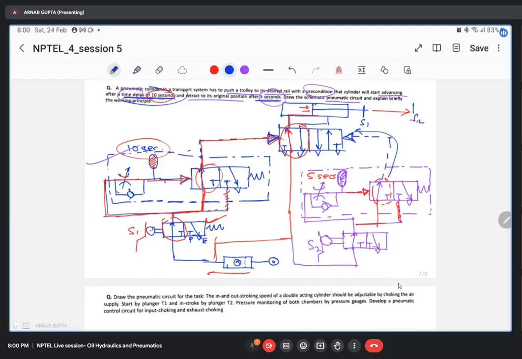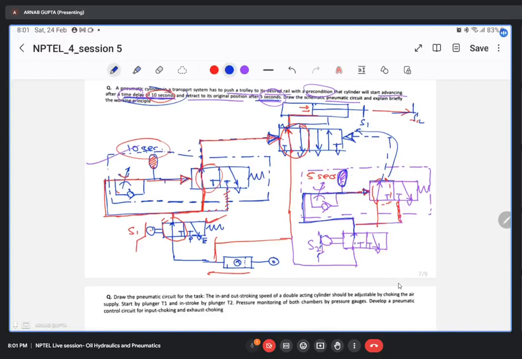Now, previously it was this configuration. As this piston clips upon the switch S2, this gets activated. From here, the flow will take place. Then it takes some time to fill up the accumulator, which is designed in such a way that it provides a delay of 5 seconds.